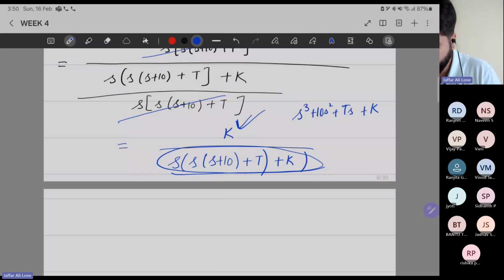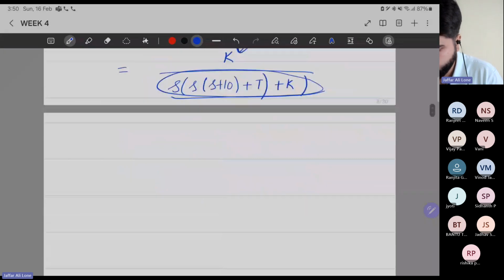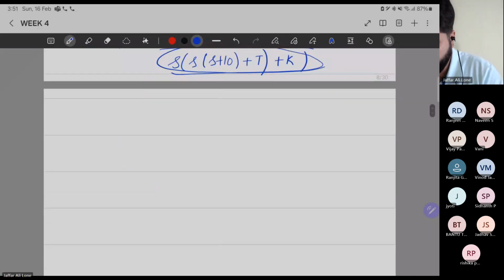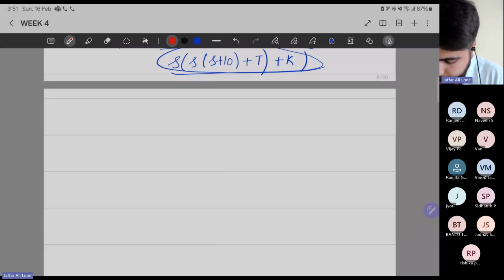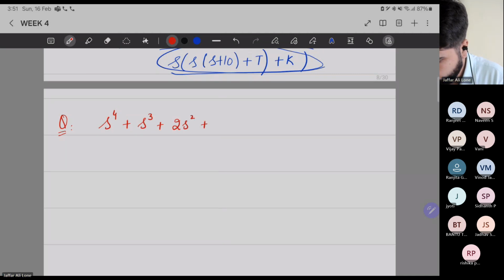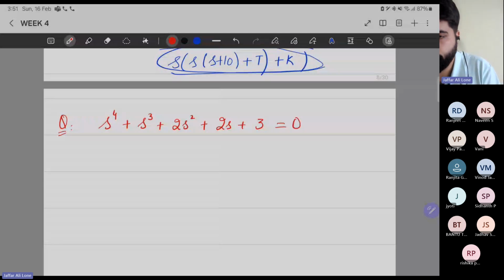Yeah, thank you. So now let's do another question. This is a particular case of the Routh-Hurwitz stability criterion that we are discussing through this question. If you have to check the stability of the system with the characteristic equation s^4 plus s^3 plus 2s^2 plus 2s plus 3 equals 0, can you try and let me know what is the problem that we're facing in order to solve this question?